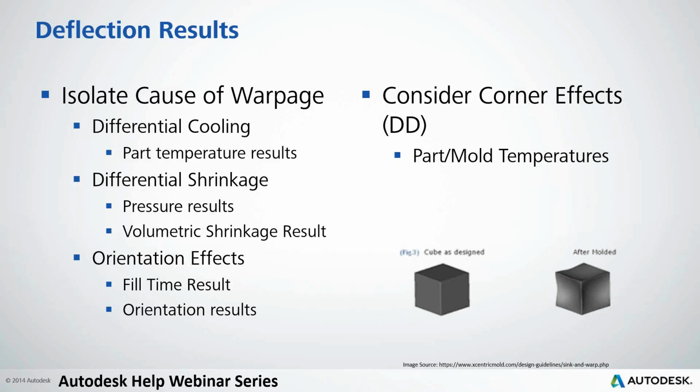And the other option that Beth had mentioned is the consider corner effects. And that one, again, shows its own result in there that you can get a feel for what the influence of corner effects are towards the overall deflection of the part. And for that one, again, it's really coming down to the part and mold temperatures to see how that is acting thermally against that area of the part.